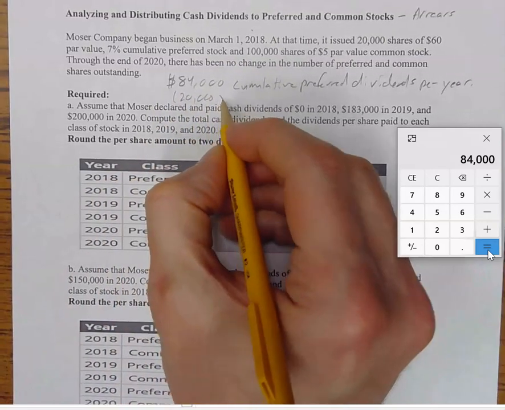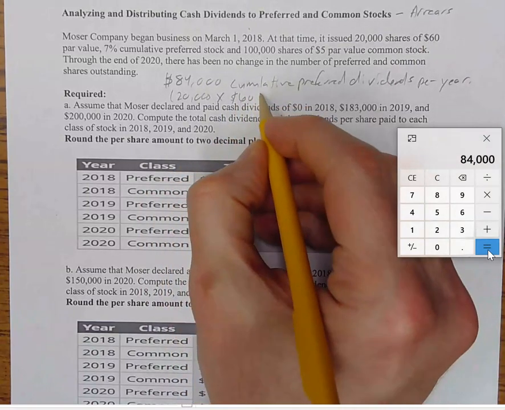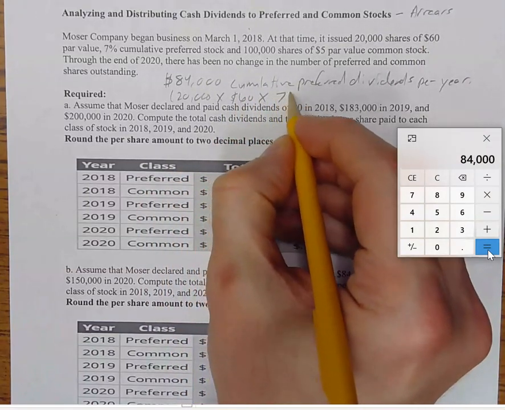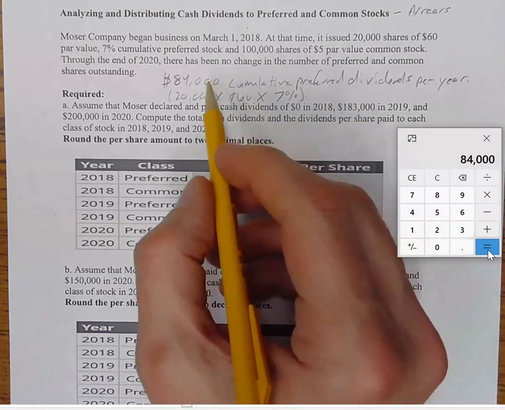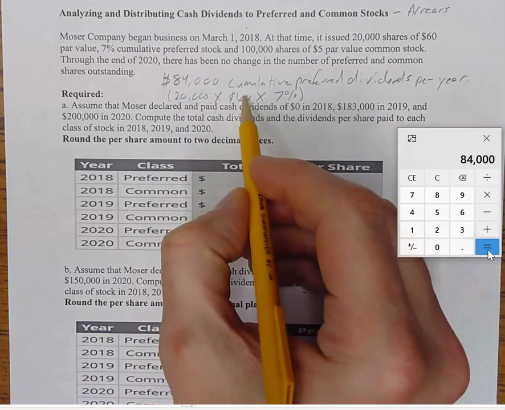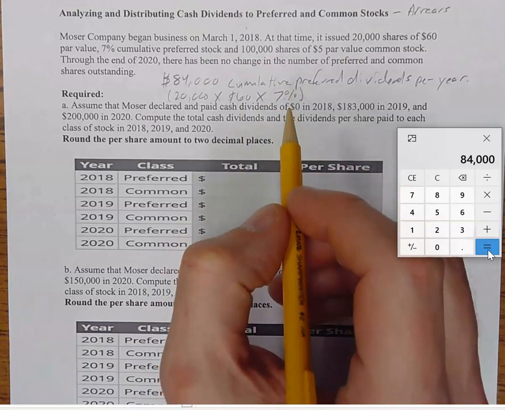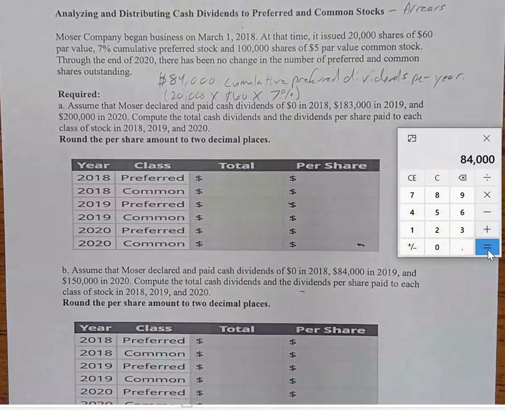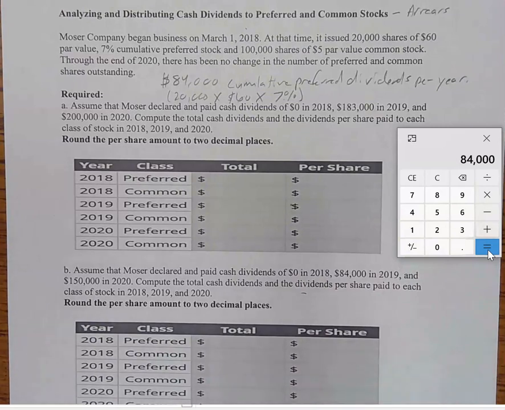All right. And so again, that's 20,000 shares times $60 par times 7%. If we came up with a generic formula for this, it would be number of shares times par value times the percentage of the dividend. Okay, so that's how much we owe the preferred stockholders on an annual basis. Common stock doesn't work like that. Common stock just gets the remainder of what's left over.